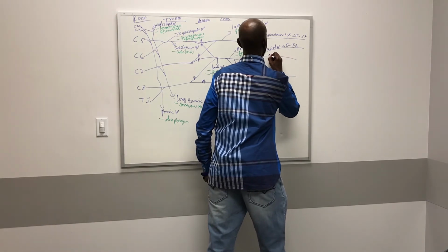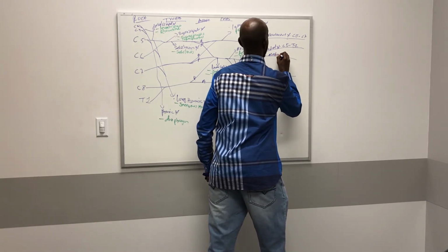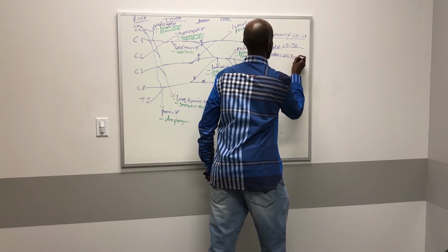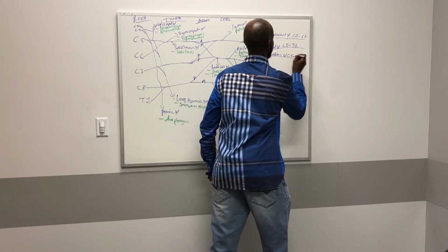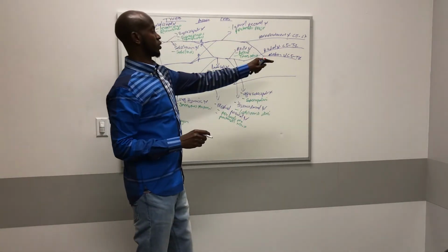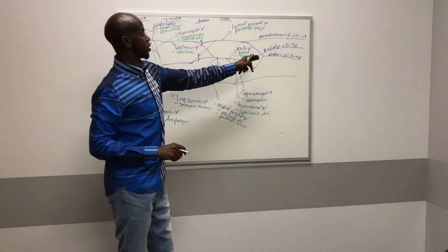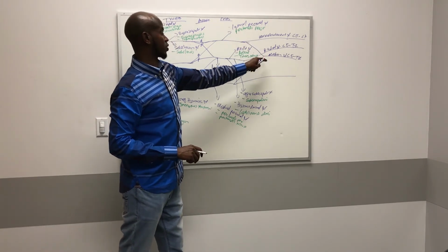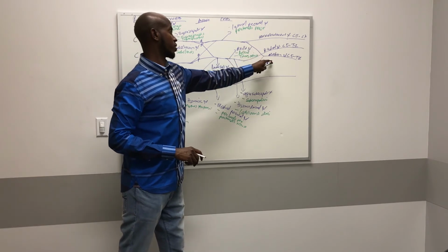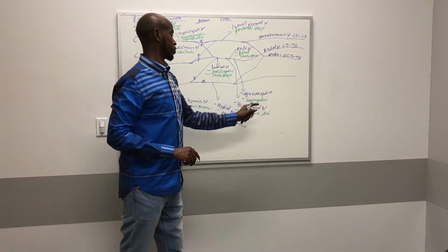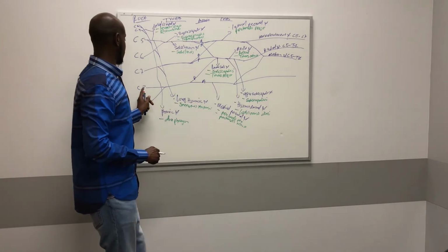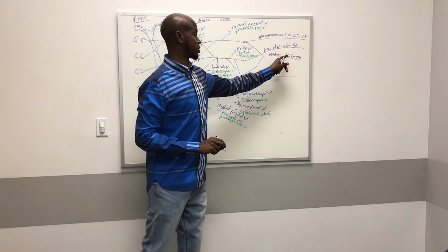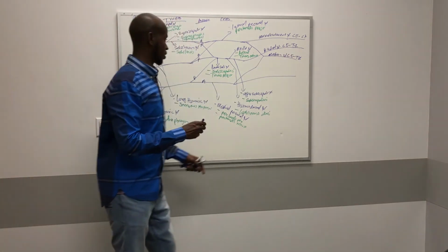Median nerve, C5 to T1. Median nerve also contains C5 to T1 because it has some fibers from the lateral cord, the lateral branch of the median nerve, and the medial branch of the median nerve, which are formed by C8 and T1. So that's why median nerve contains C5 to T1.